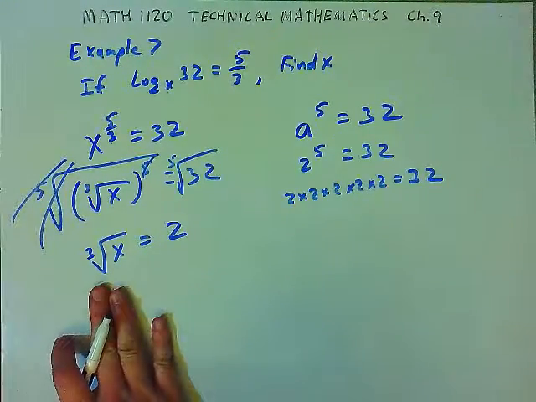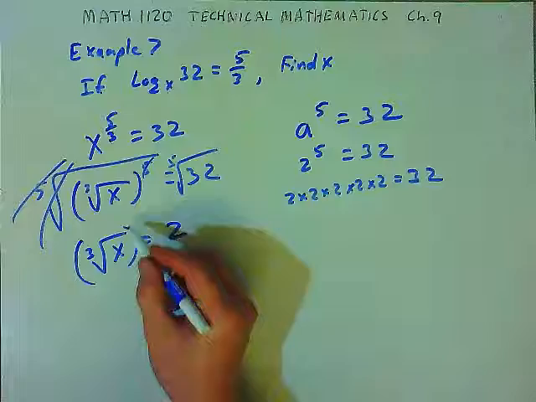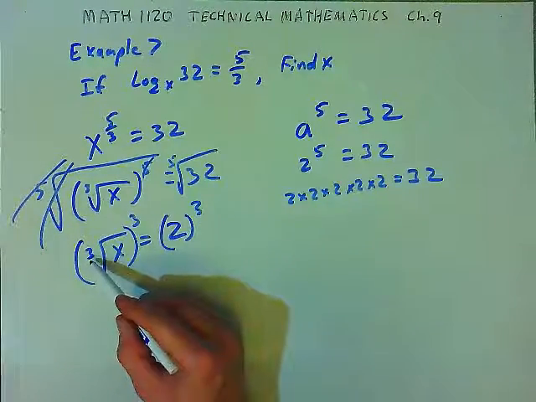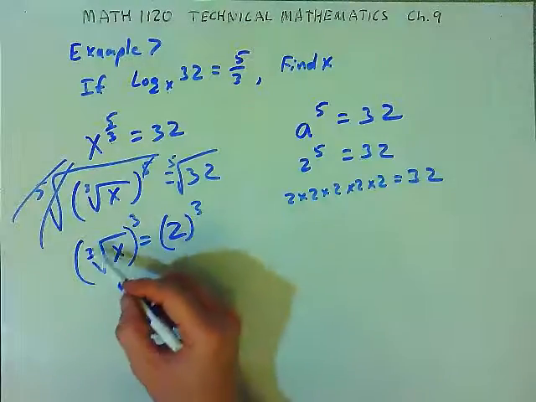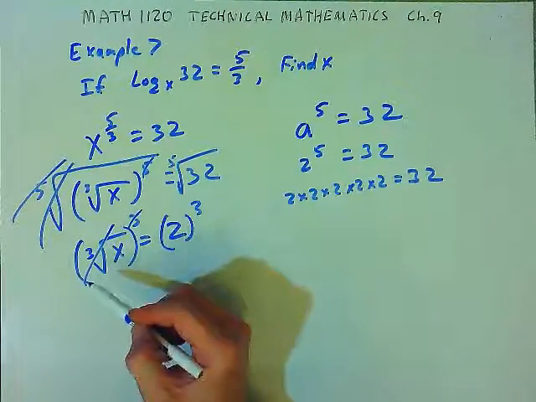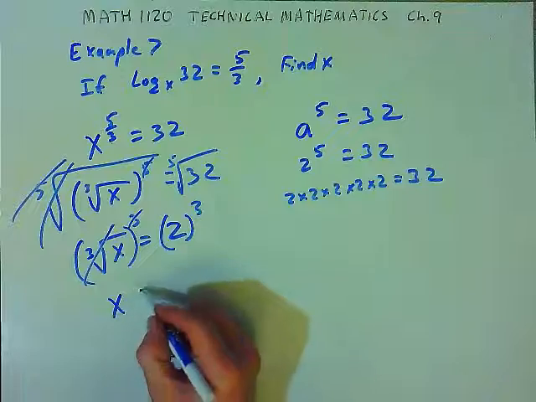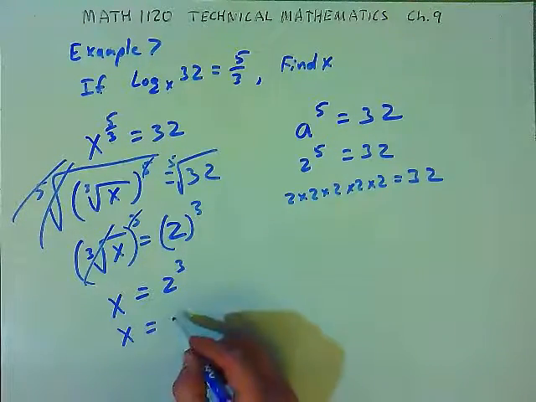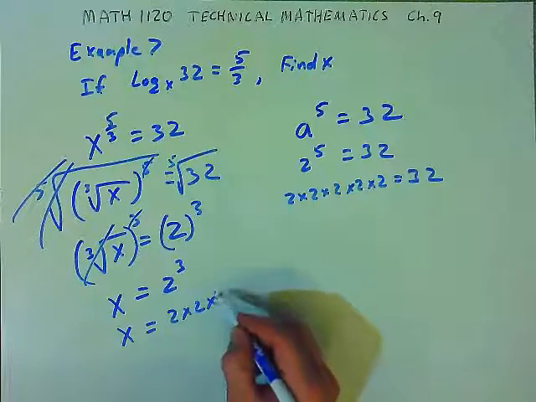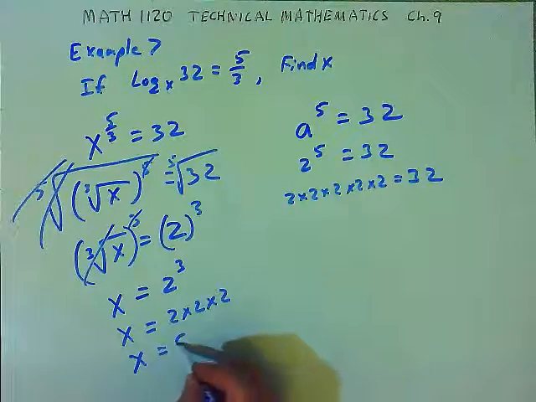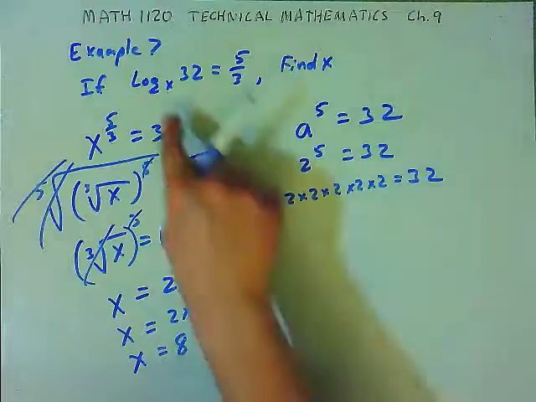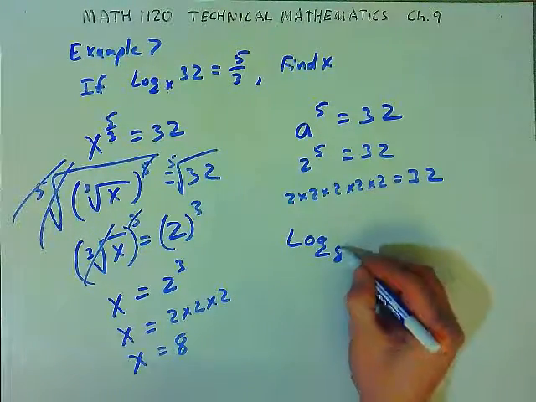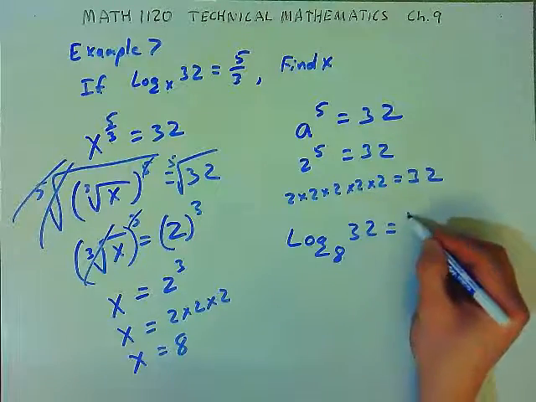Now to cancel the third root, we raise to the third power on both sides. Exponents are the inverse of radicals, so the third power cancels the third root. We're left with just x. x is equal to 2 to the third power. And so x is going to be equal to 2 times 2 times 2, which is 8. So x must be equal to 8. And so to restate the problem, the log base 8 of 32 is equal to 5/3.